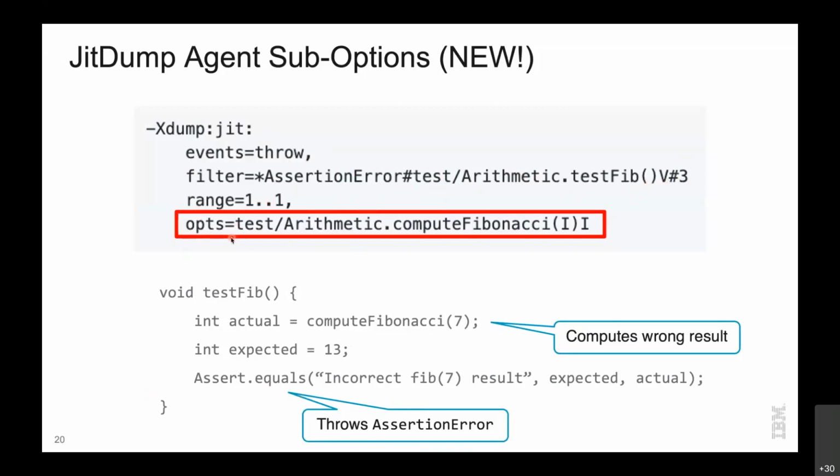And we can specify a full method signature. So in this case, it's test arithmetic compute Fibonacci. So when this assertion error gets thrown, the JitDump mechanism will actually recompile this method so we get a JIT trace log for it. And remember, this is a reactive mechanism. That means that we only get a JitDump when we actually have a problem. And typically, when we do these recompilations, they look nearly identical to the original compilation. So from that, we'll hopefully be able to determine why the problem happened.